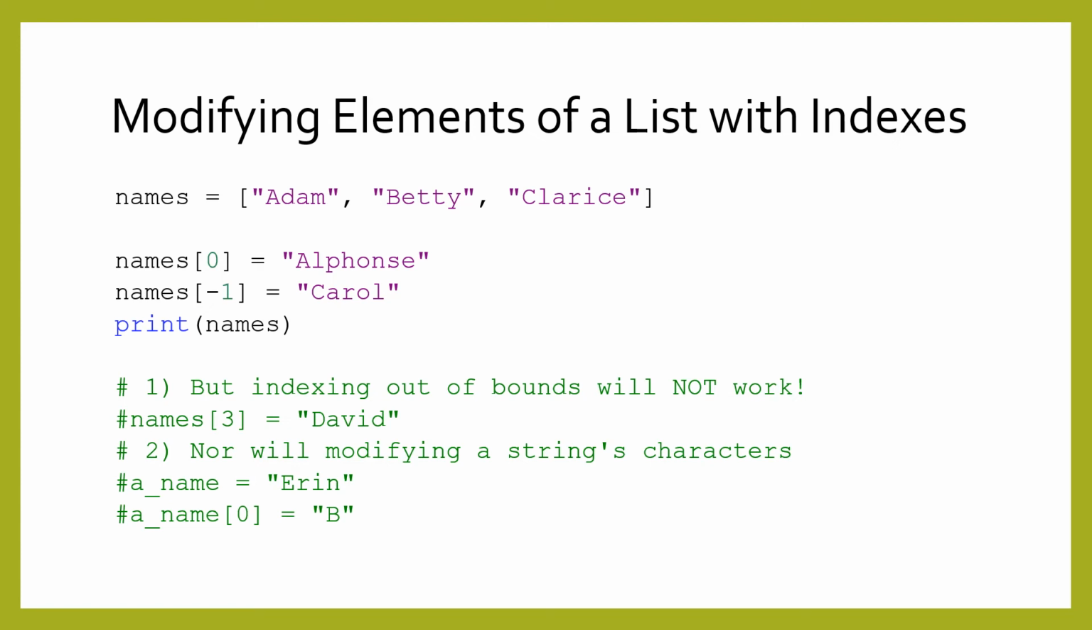Note also that the first commented out block of code demonstrates that we cannot use this to add new elements to the list. If you attempt to update an index outside of the size of the list, you'll get an index error. Note also the last example shown in the commented out code, where we try to change the first character of a string. That does not work and will cause an error because strings are immutable.